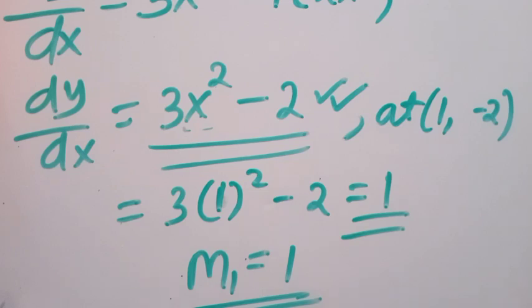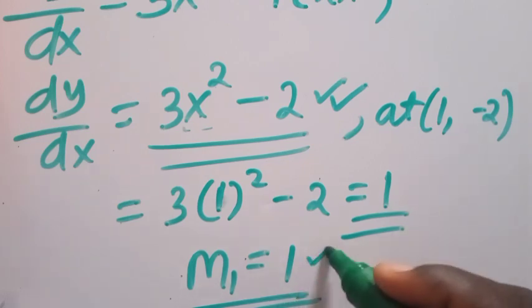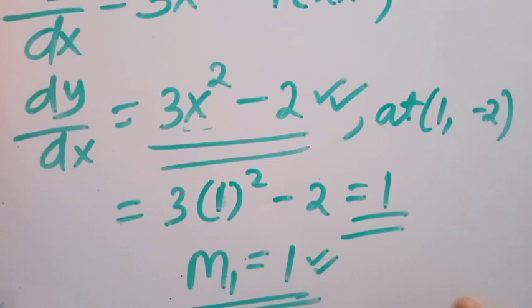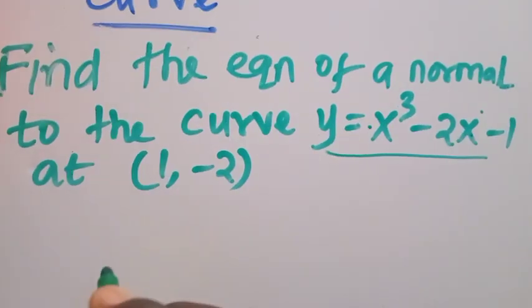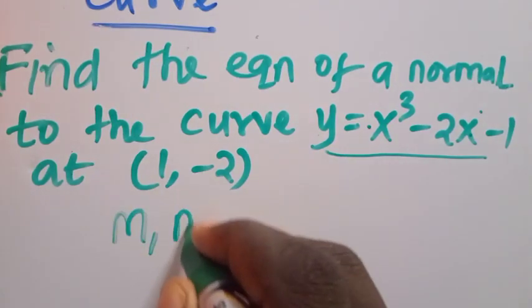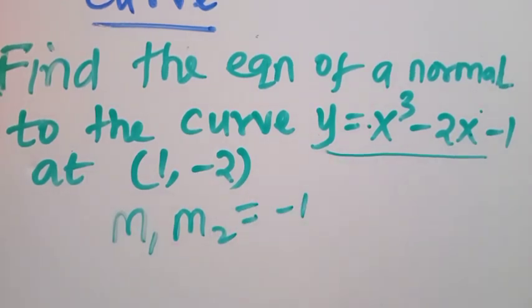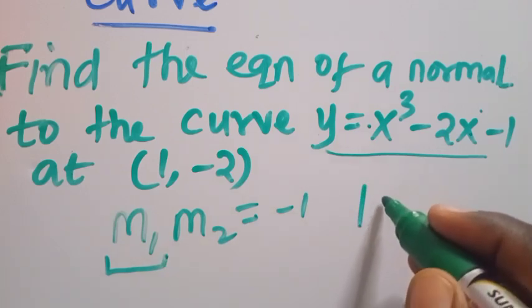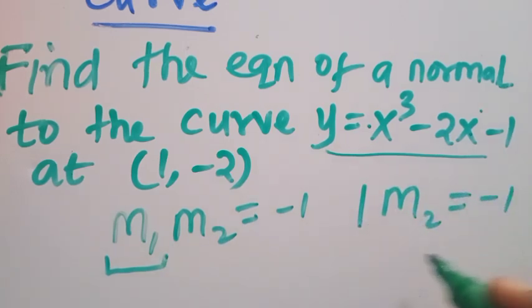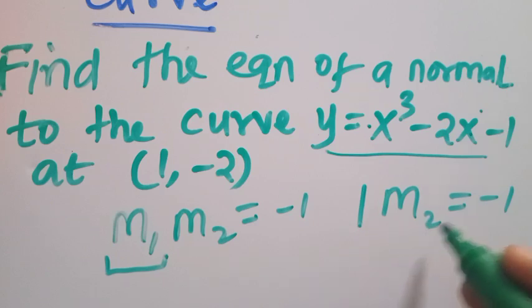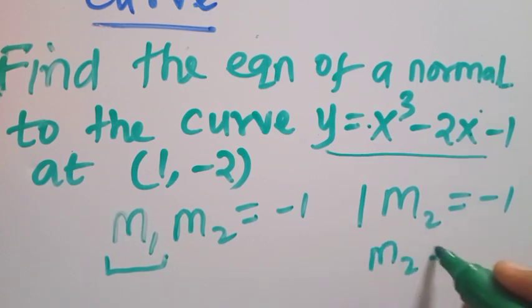And we said earlier that m1 times m2 will be -1. That is, the gradient of the curve times the gradient of the normal to the curve is -1. That is m1 times m2 equals -1. And therefore, our m1 is 1, then 1 times m2 equals -1. 1 times m2 is m2, which equals -1. Therefore, our m2 is -1.